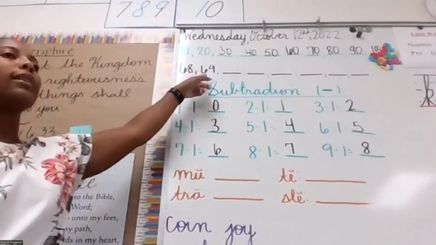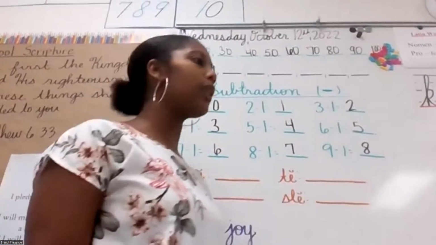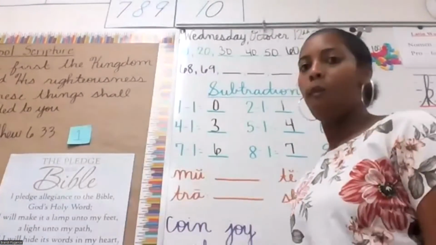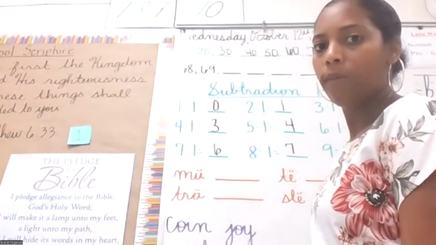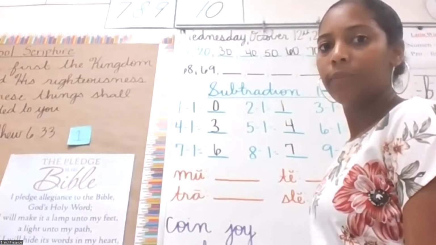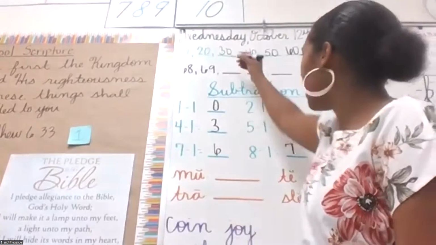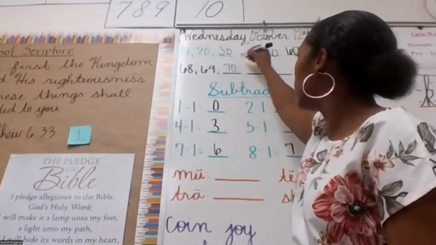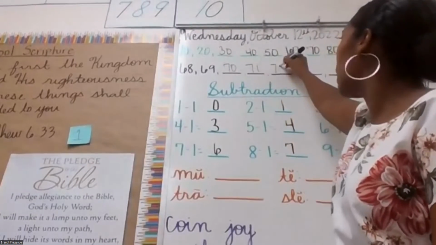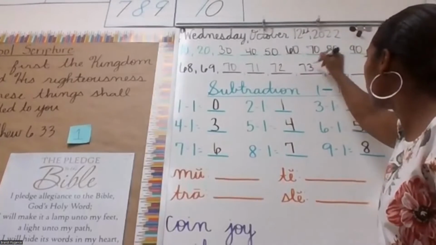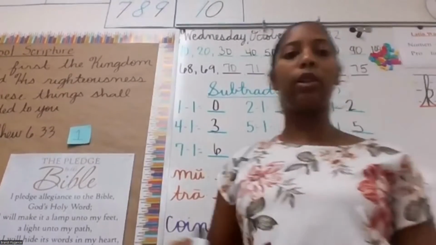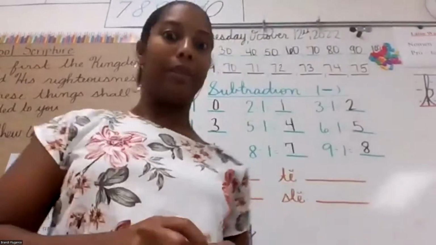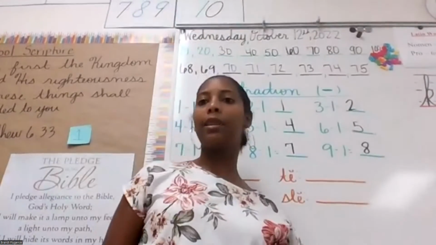We have 68, 69. Asa, what will come next? 70. Brayley? 71. Elijah? 72. Cairo? 73. David? 74. And Kendall? 75. Good. Awesome. So just making sure we know how to count, hopefully. All right, good. All right, so that's it for math, guys.